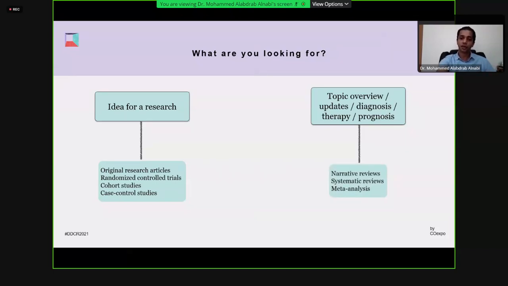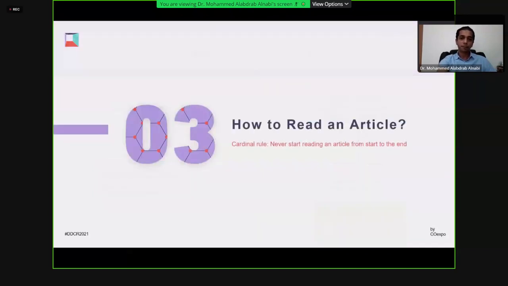An RCT or a cohort study, case control, depending on level of evidence. But if you are looking for a topic review, an update of your diagnosis of DKA, for example, then you'd more likely go to a secondary source, a narrative review, a systematic review, or meta-analysis, for example, UpToDate.